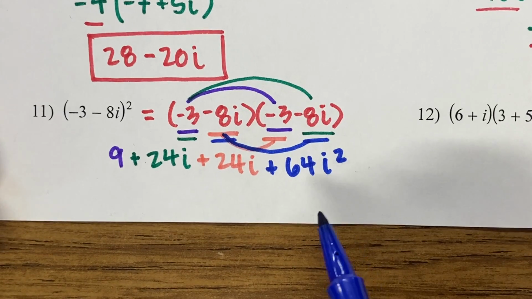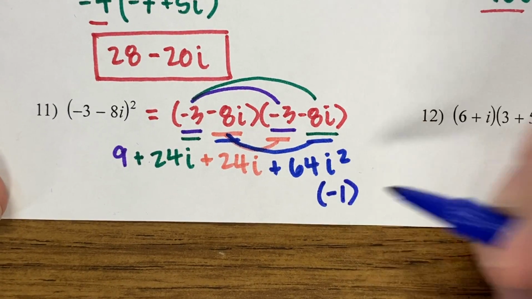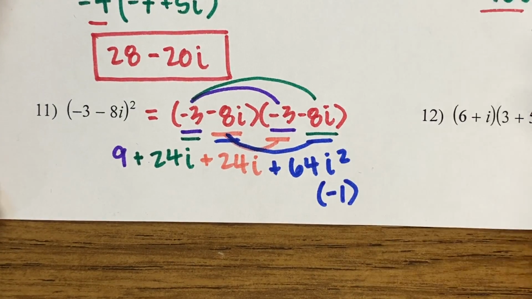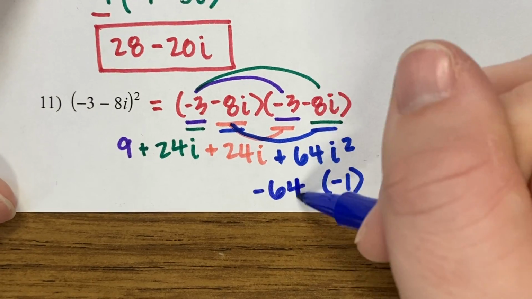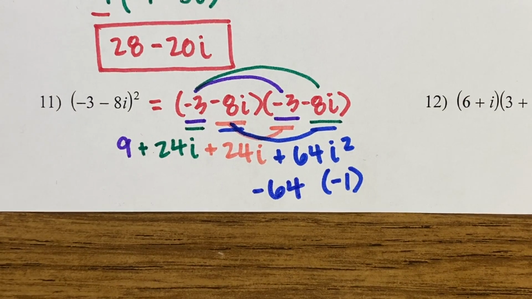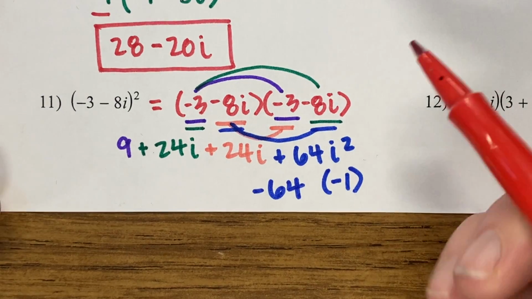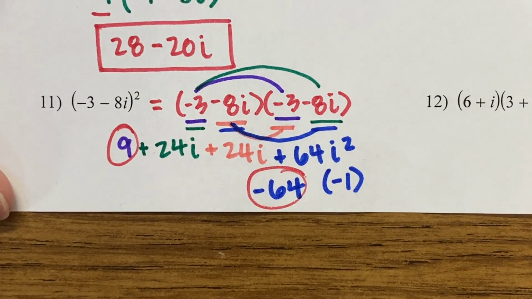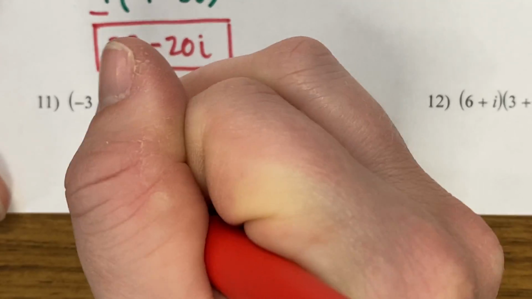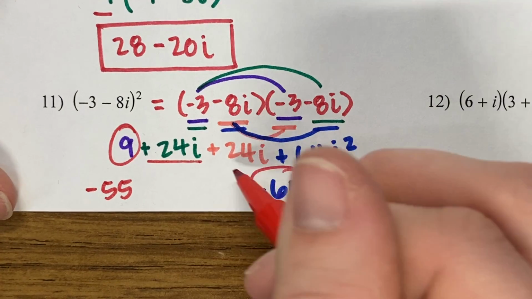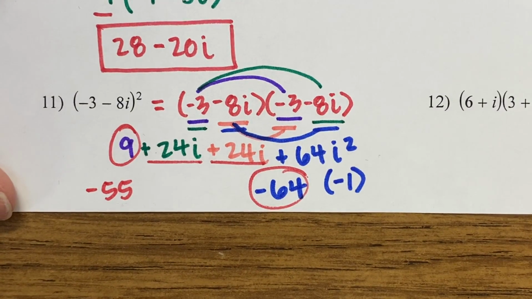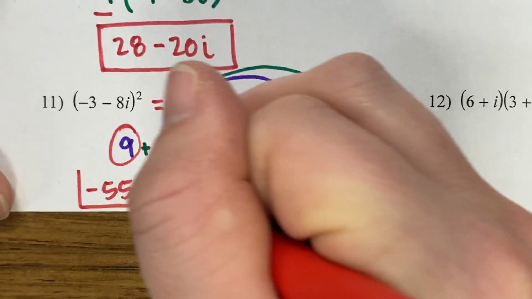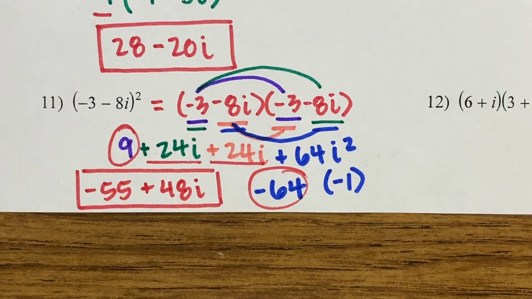Okay, I can combine like terms, but before I do that, I see that I have an i squared, which turns into negative 1. Negative 1 times positive 64 is negative 64. Now I can just combine my like terms. I have my constants, 9 minus 64 is going to give me negative 55. And then 24i plus 24i, or 24 plus 24, positive 48i. And there's our complex number.